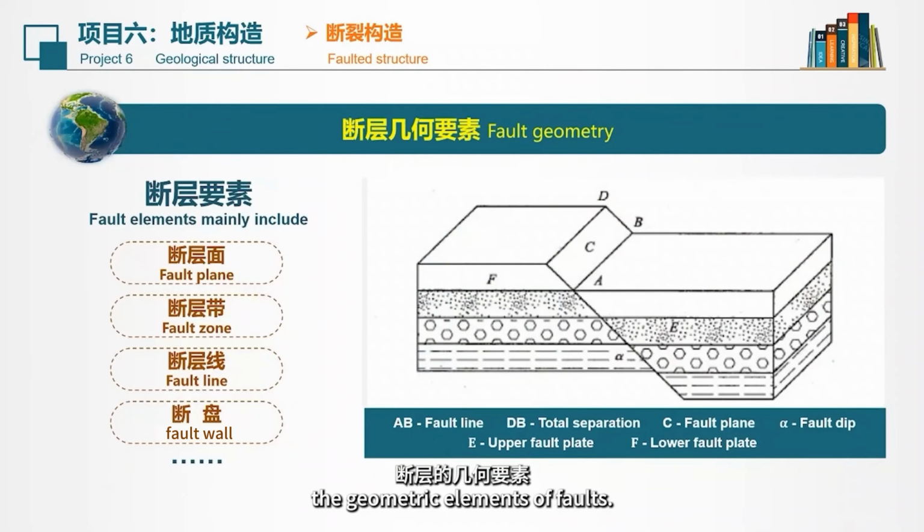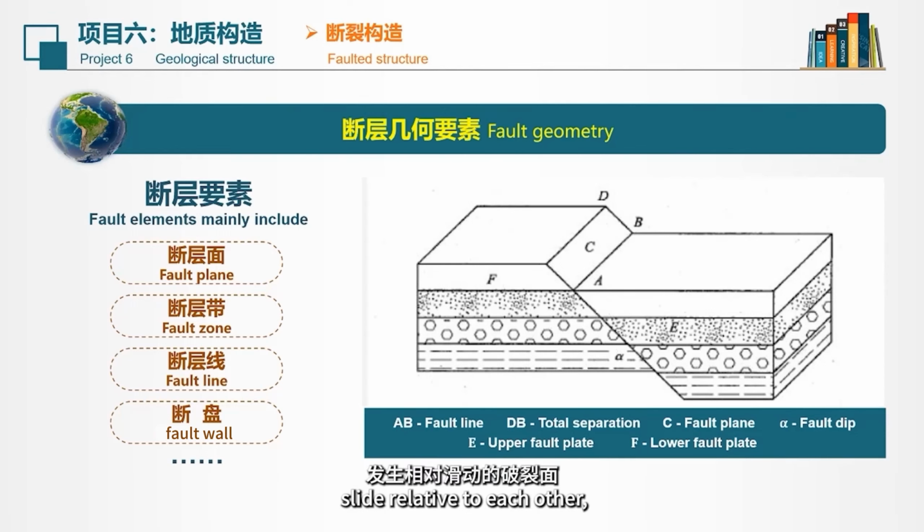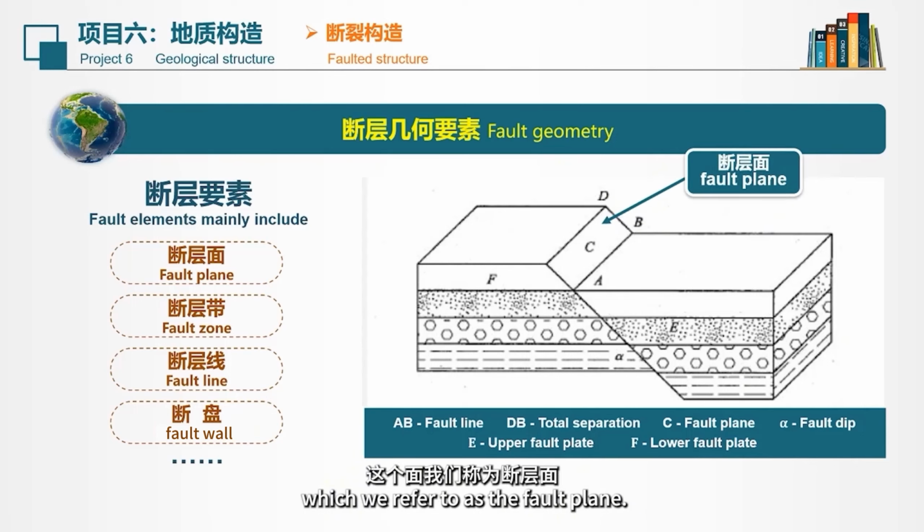Secondly, the geometric elements of faults. The geometric elements of a fault include the fault plane, fault zone, fault line, and fault blocks. The fault plane is the ruptured surface where the 2 displaced rock blocks slide relative to each other, as indicated in the diagram on the right, which we refer to as the fault plane.